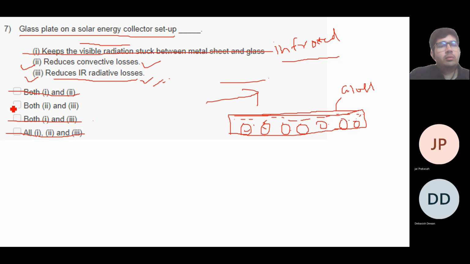The correct option is both statement 2 and statement 3, because it reduces the convective losses, because the glass acts as an insulation between the outside air and the tubes inside this closed box, or you can say the closed enclosure. So it reduces the convective losses, and the last one is it reduces the infrared radiative losses because the glass is opaque to the infrared radiation.